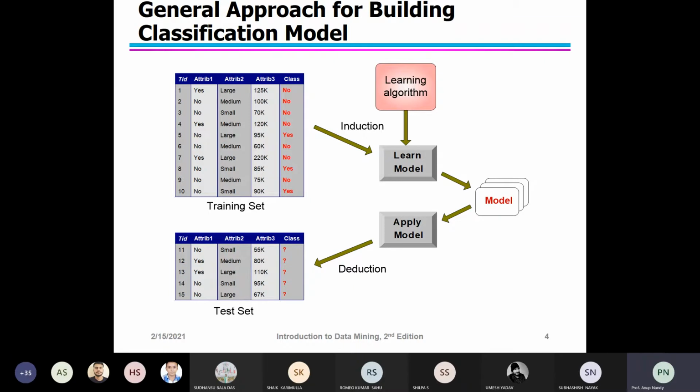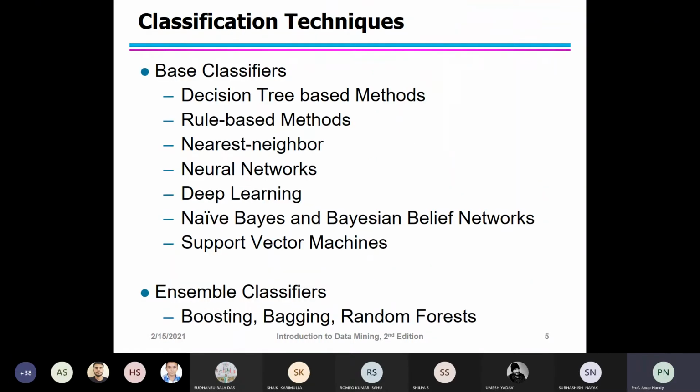These unknown data sets, which are given to you without any class label, you have to apply these learning algorithms. The model that has been developed based on the learning algorithm will classify each and every record. Okay, that is your job. So we are going to see how the decision tree can be applied in that case.